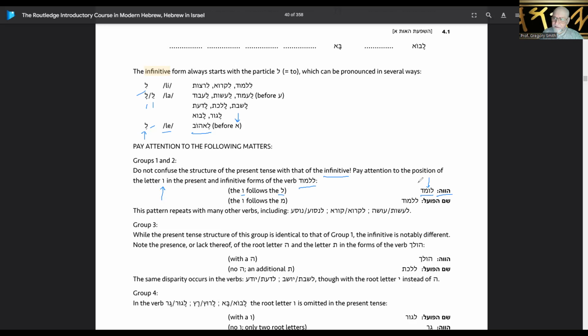In pointed Hebrew, you would see a dot on top of that, and so you would know that this is now transformed to holem. So we have lomed, לומד, studying. Now in the Shem Hapuel, this would be the definitive form of the verb, lilmod.